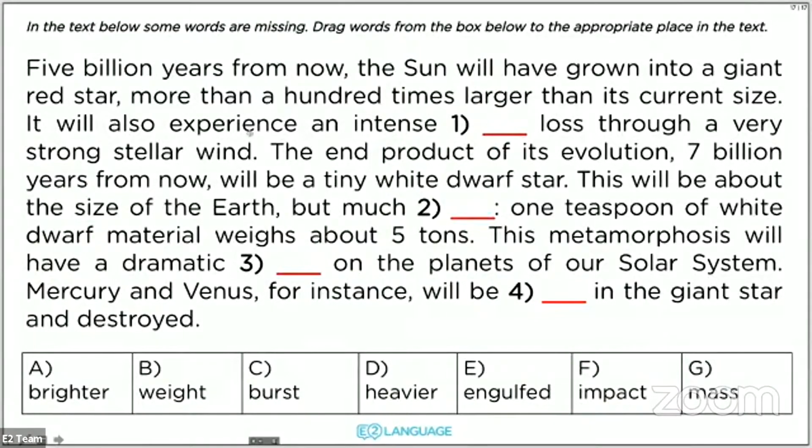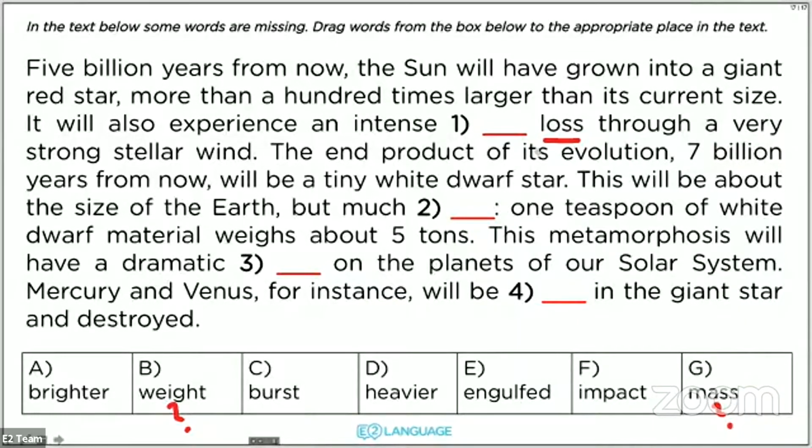Here we go. So, all right, 5 billion years from now, the sun will have grown into a giant red star more than 100 times larger than its current size. It will also experience an intense something loss. Brighter loss? No. Weight loss? Okay, this is possible. Weight loss? Burst loss? No. Heavier loss? Engulf? No. Impact loss? No, not really. Or mass loss? We've got 2 options there.